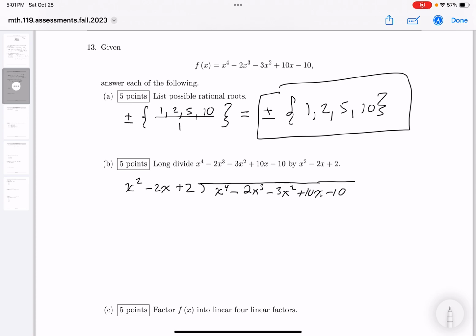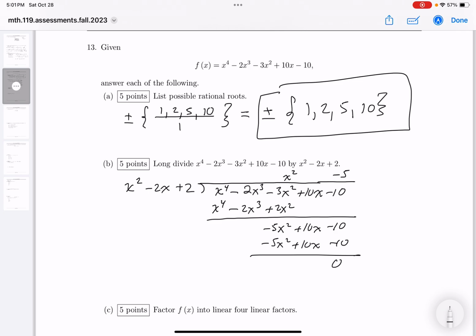Well, what do you do? What times x squared gives you x^4? That would be x squared. Relatively simple. What do you get there? x^4 minus 2x cubed, and then you're going to get plus 2x squared. You're going to subtract now. What do you get? Minus 5x squared. You're going to drop the terms down now. 10x minus 10. Well, what times x squared would give you minus 5x squared? Minus 5. Put that over here. What do you get? Minus 5x squared plus 10x, and then minus 10, and a remainder of 0.